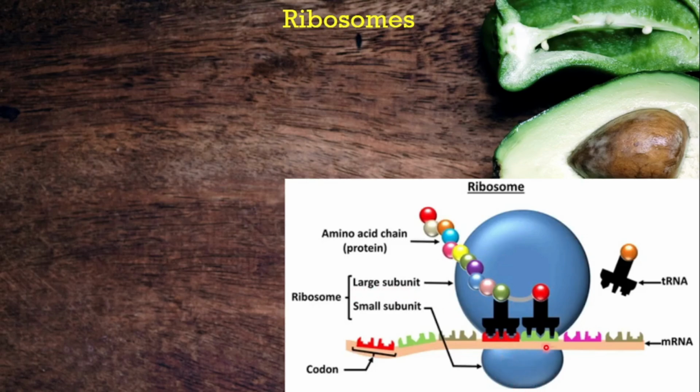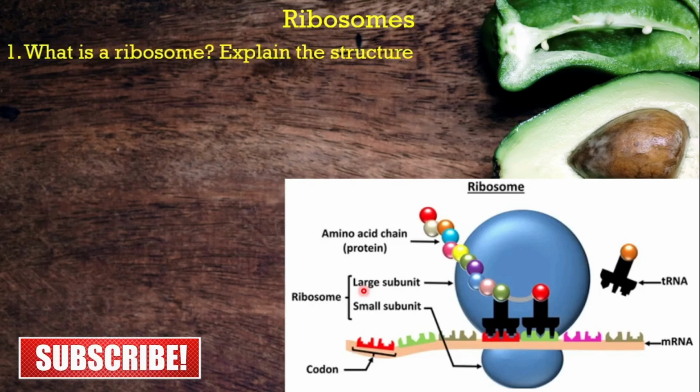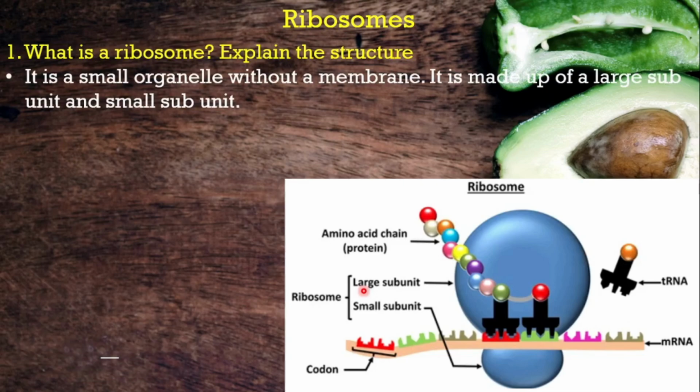And this small one is called small subunit. These two together constitute ribosome. Let's look at the first question under ribosomes. What is a ribosome? Explain this structure. It is a small organelle without a membrane. Remember, without a membrane, it is made up of a large subunit and a small subunit.